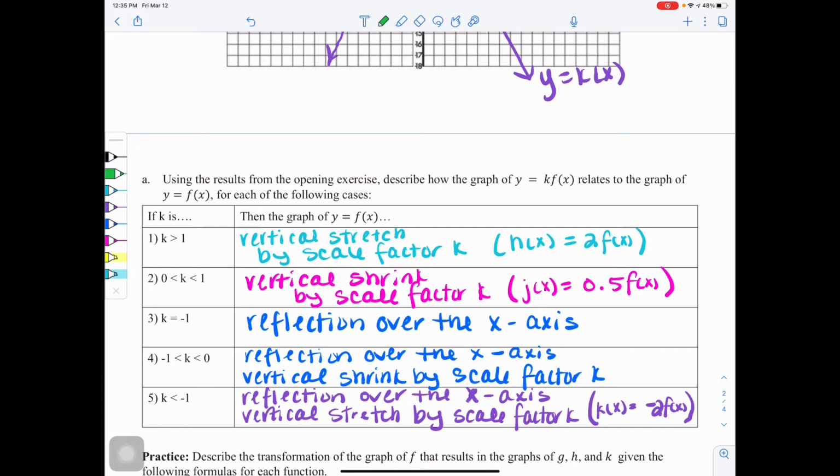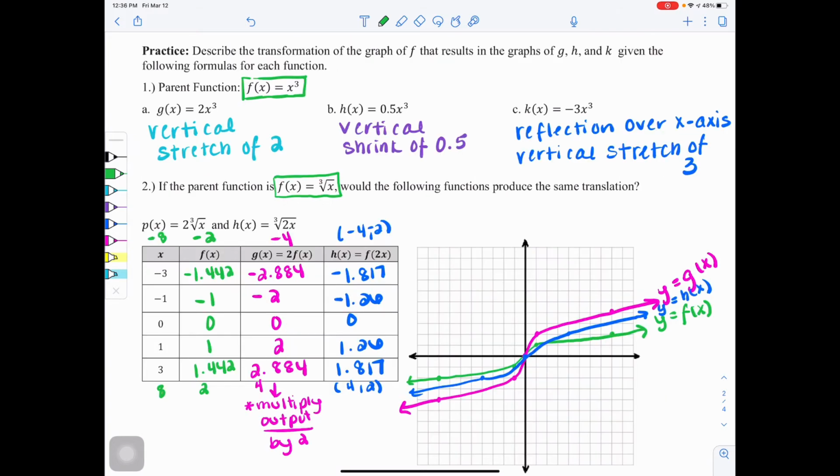Another option would be that after you complete your teacher's separate practice activity, you could watch the remaining parts of the video to hear explanations if you struggled with any of the questions. Okay, so now to go over the practice questions. The first part said describe the transformation of the graph of f that results in the graphs of g, h, and k given the following formulas for each function.